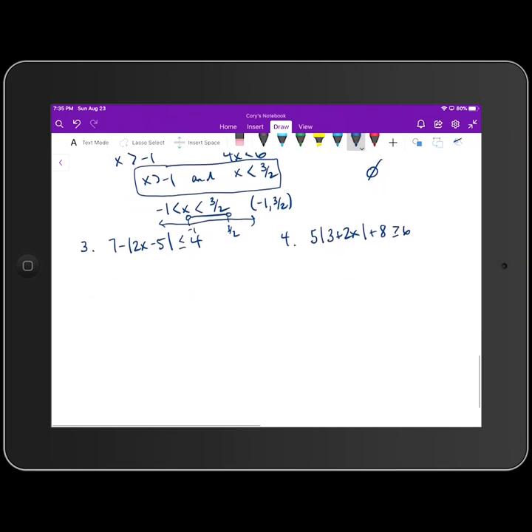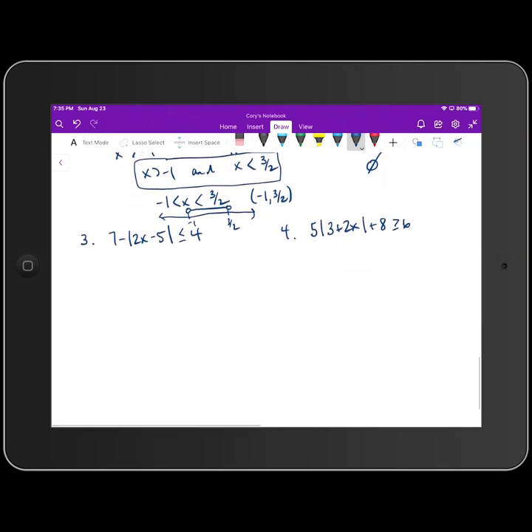Okay, you guys give problems 3 and 4 a try. So again, get those copied down, work those out on your own, and then whenever you're done with both, go ahead and unpause the video, and then we'll work on both together.